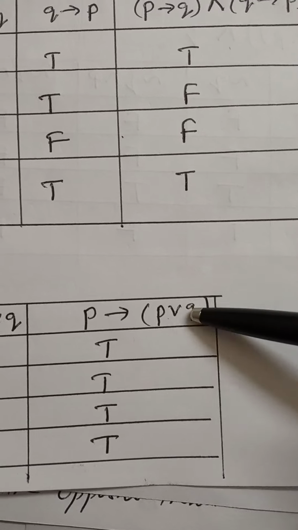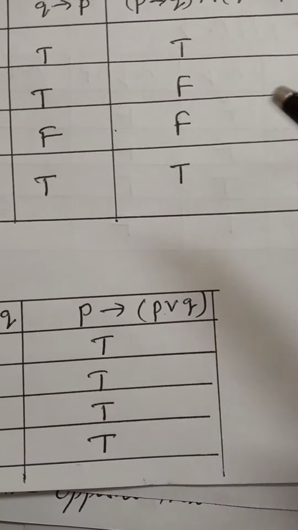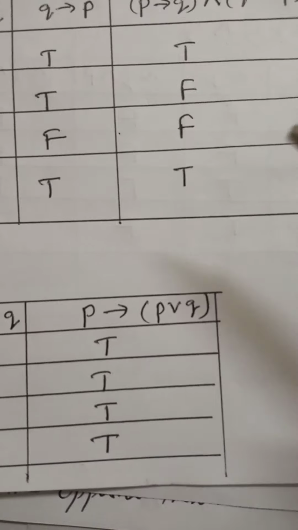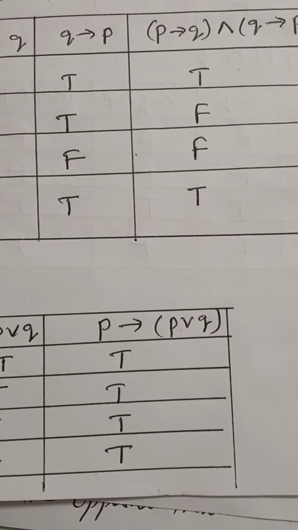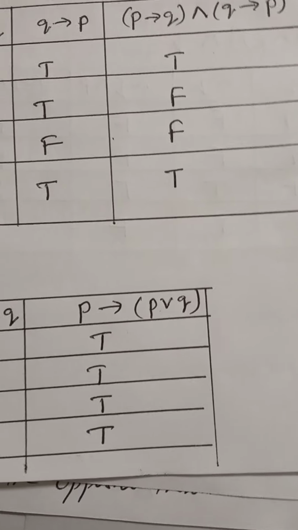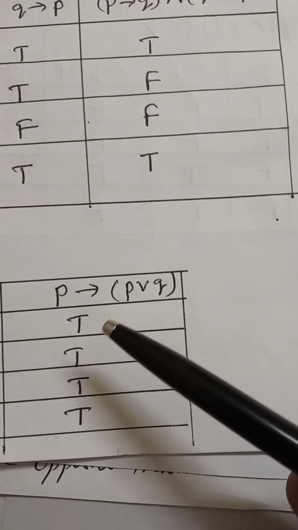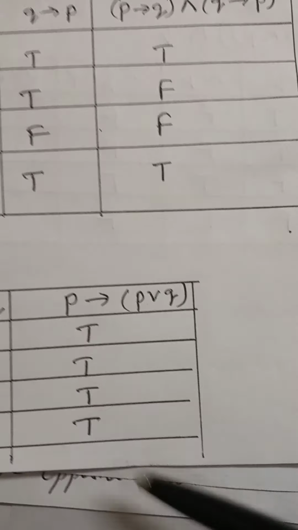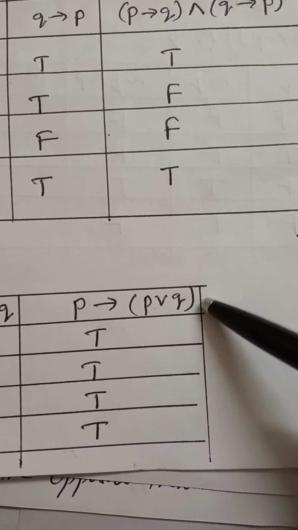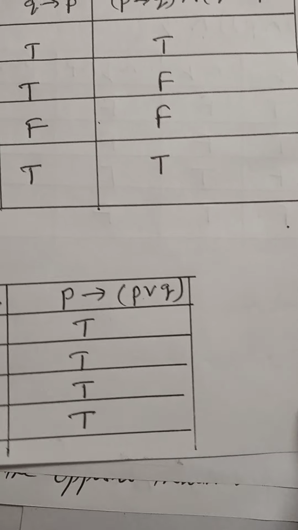Therefore this compound statement is called a tautology. What is the definition of tautology? A compound statement is said to be a tautology if it is always true for all possible truth values. Now this compound statement has truth value true for all possible truth values. Therefore the given compound statement is said to be a tautology.